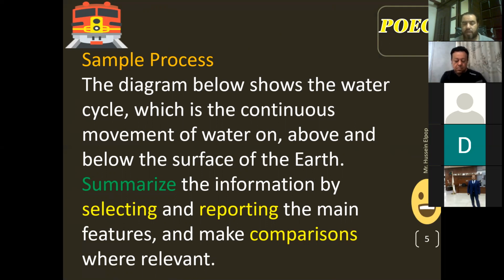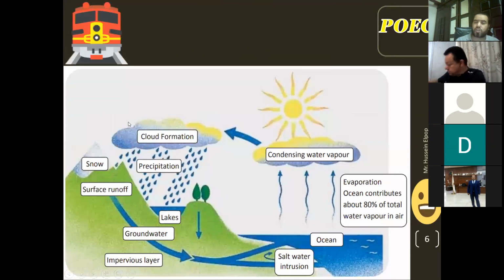I would like to make sure that you understood that you're going to write a paragraph. Do not forget that we would like you to summarize the information through selecting and reporting the main features. You may make comparisons as well, where relevant. So this is what we ask you to do. Now take another screenshot or picture of the task itself. This is the task itself.